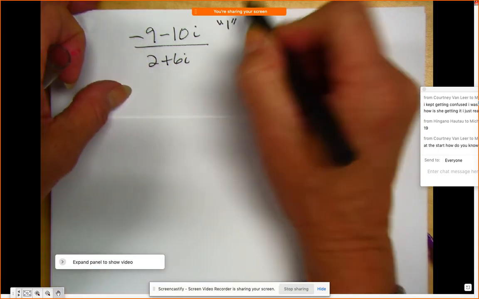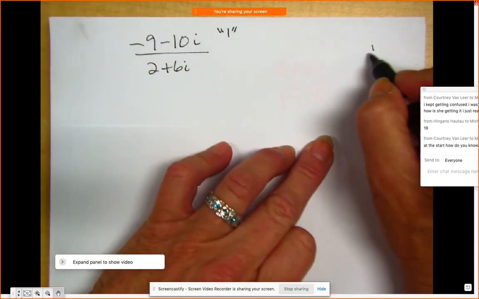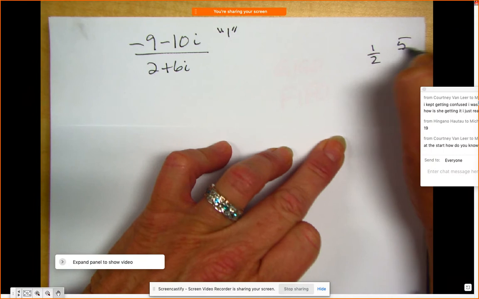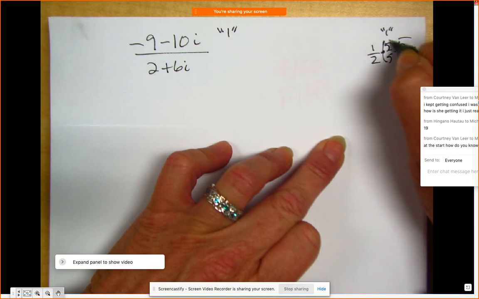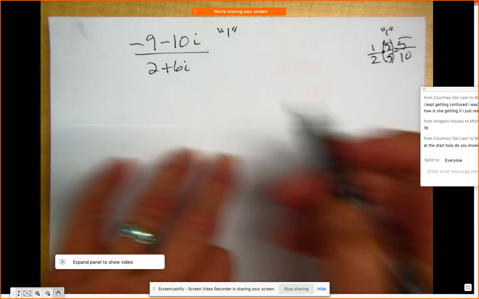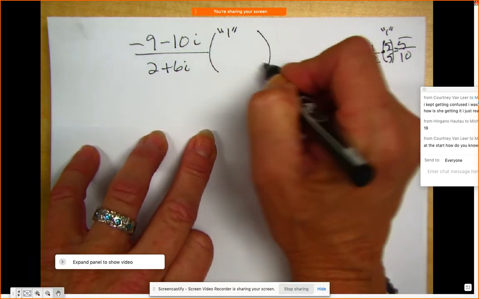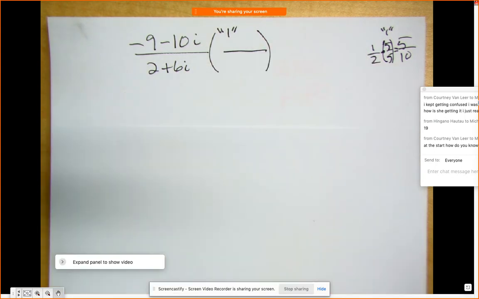Okay, we're going to change it. It's like tweaking a 1/2 and saying, hey, I'd like a 1/2 to look like 5/10. Well, I had to multiply it by 1 to make it look like that, and I multiplied by 5 over 5. Well, 5 over 5 is 1. Okay, so I've got to find what I need to multiply by that's going to get rid of that i. And I was explaining to you guys conjugates.